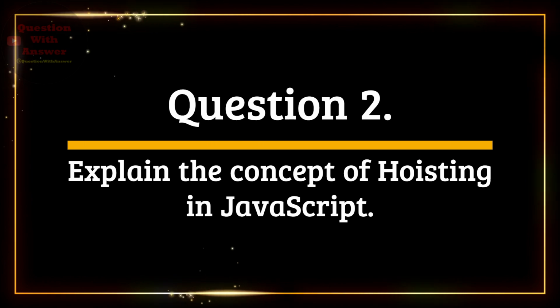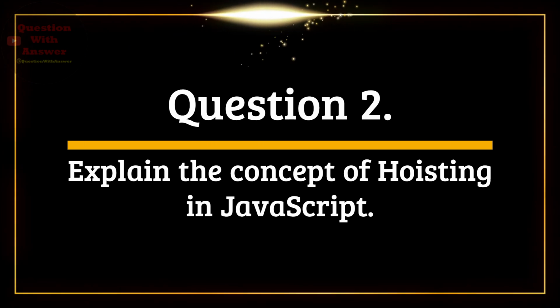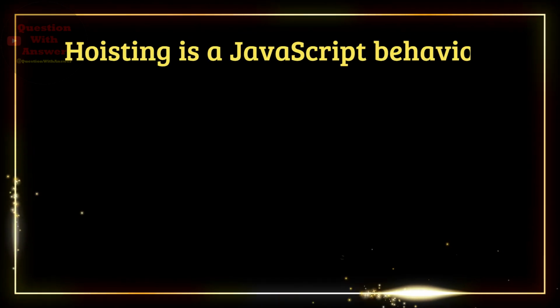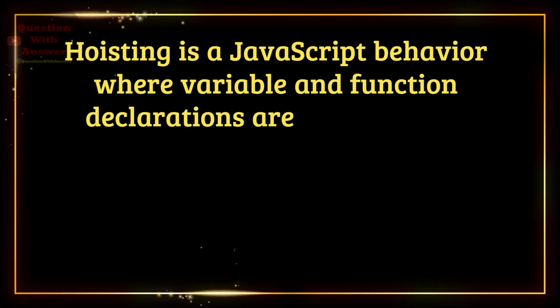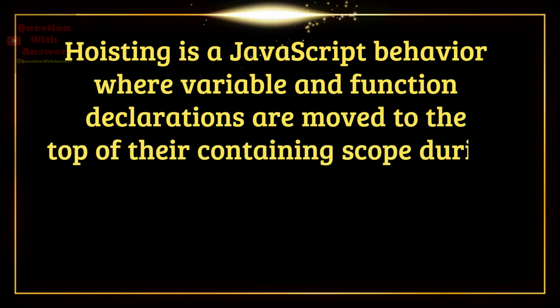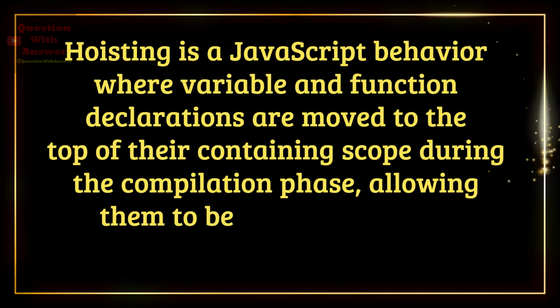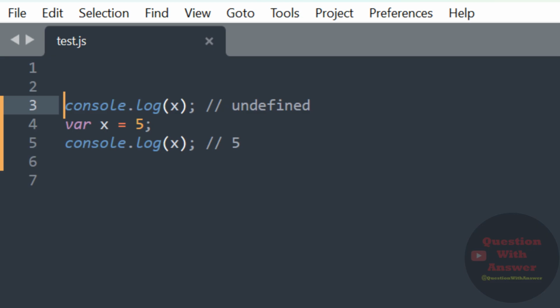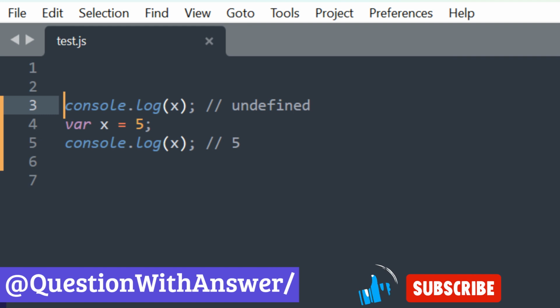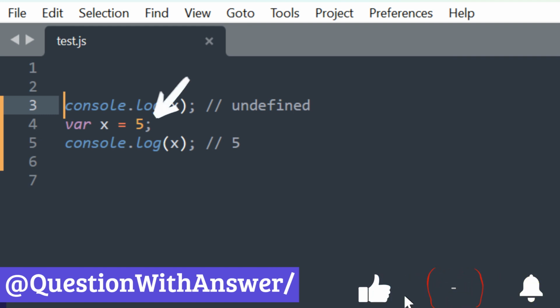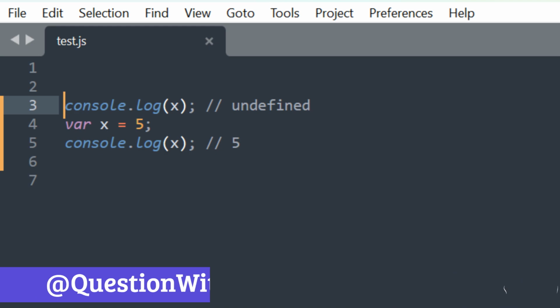Question 2. Explain the concept of hoisting in JavaScript. Answer. Hoisting is a JavaScript behavior where variable and function declarations are moved to the top of their containing scope during the compilation phase, allowing them to be used before they are declared. Here is the example of hoisting in JavaScript. In this example, the variable x is hoisted, so the first console.log statement does not throw an error. However, it outputs undefined because the assignment, var x equals 5, is not hoisted.